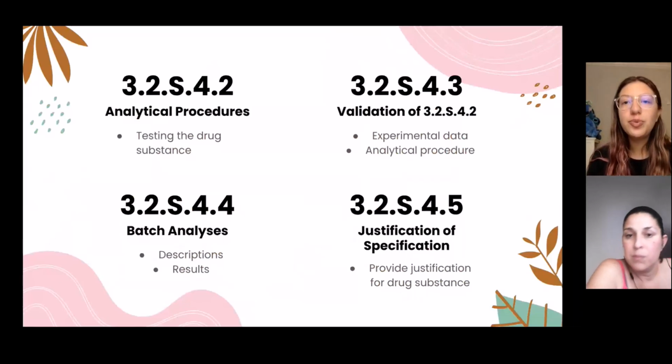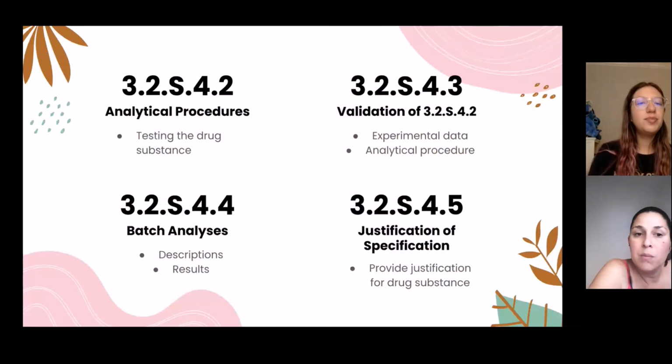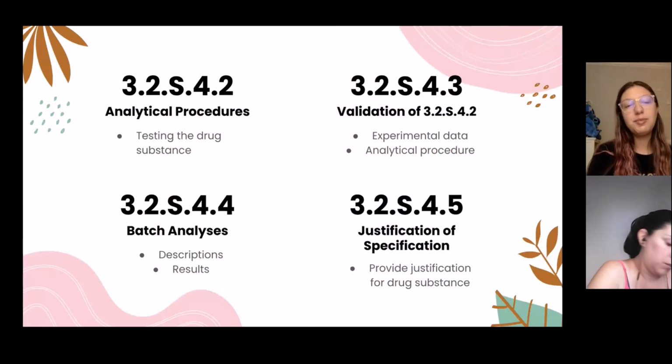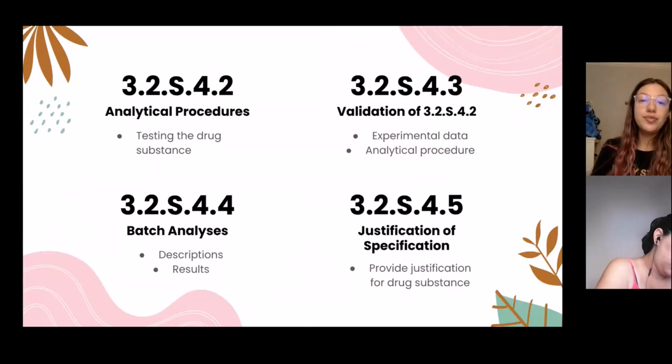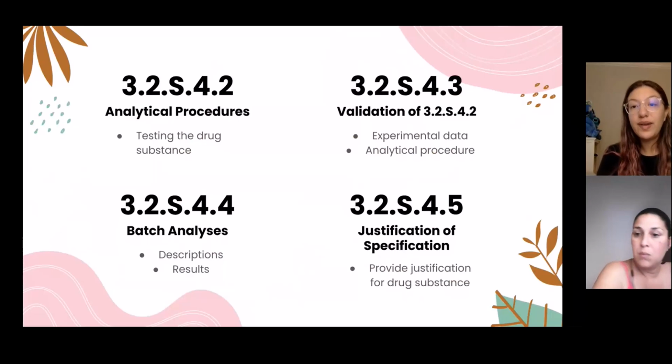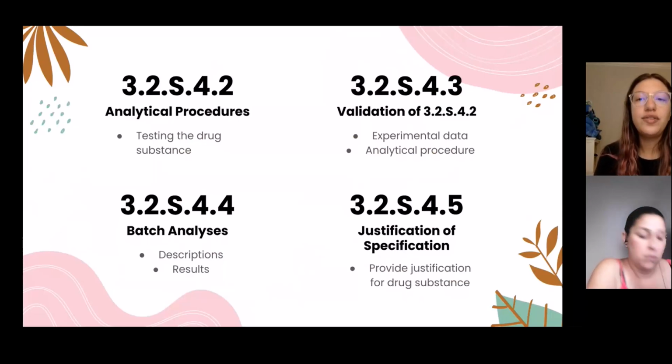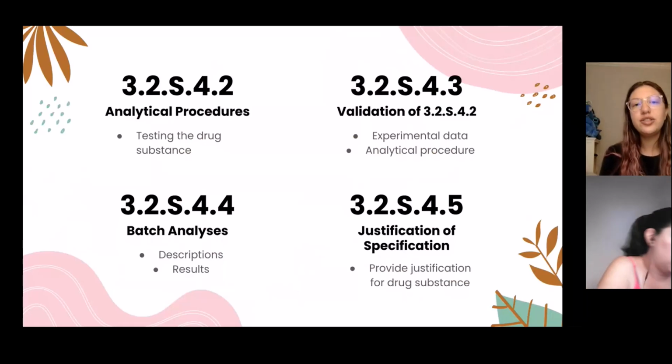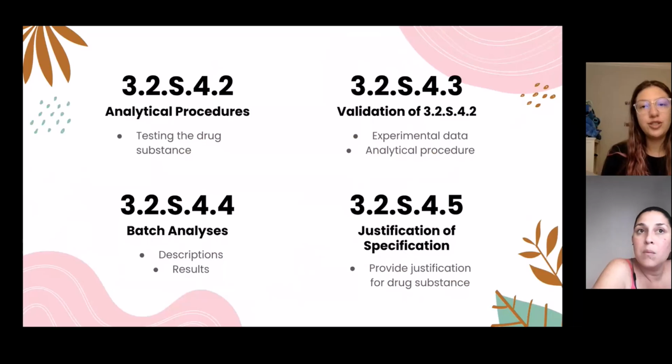In regards to analytical procedures, this is just the procedures that are used for testing the drug substance. They have ICH guidelines that have to be provided in order to go through the World Health Organization and also through ethics committees. The analytical validation information is all of the experimental data for the analytical procedures that are used for testing the drug substance. They make this a different section to make sure that you provide not only the analytical procedures, but also the validation for them.